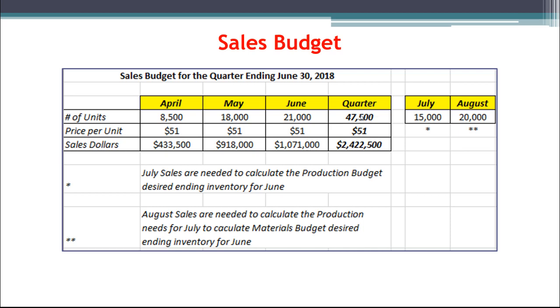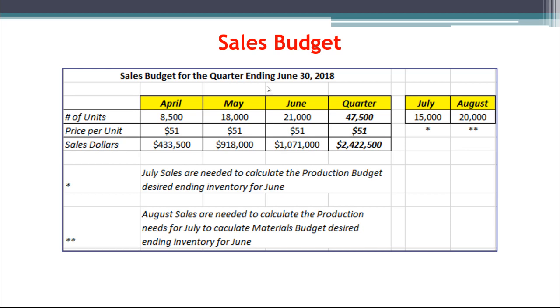And then, of course, you can sum the quantity and the total dollars up to get a quarterly balance, but obviously the price per unit, we don't want to sum that up. It's not 51 plus 51 plus 51, it's just 51 by itself. Now, here is the important thing to note.